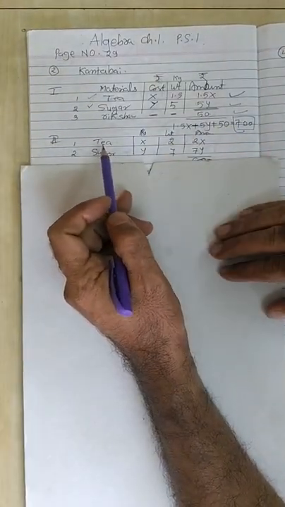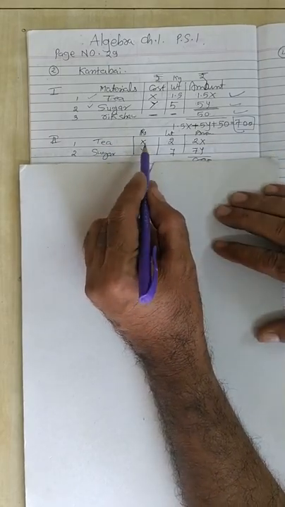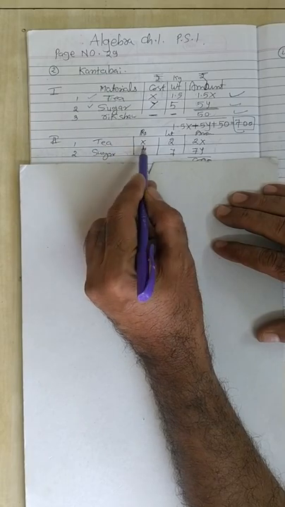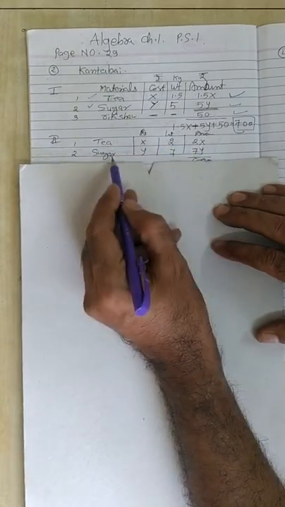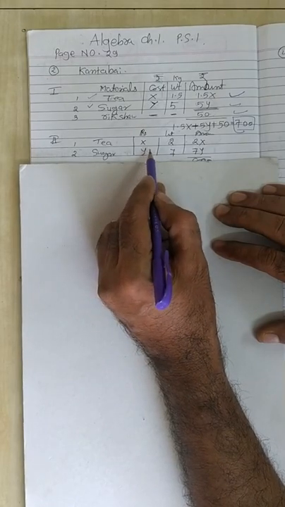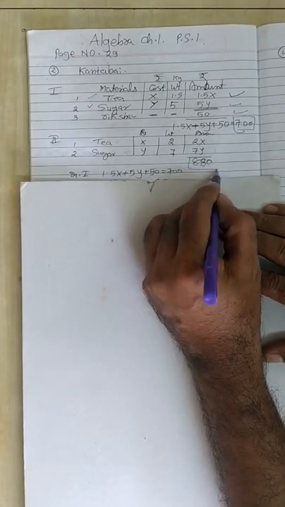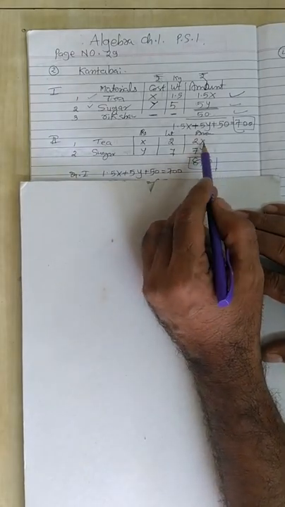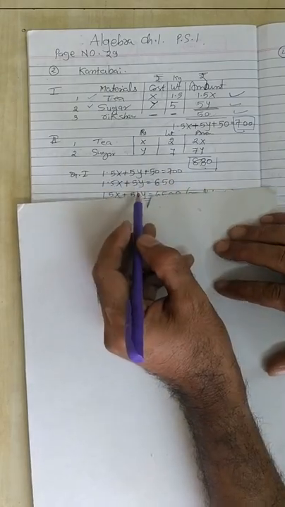In the second condition, they have purchased this material online, so no auto rickshaw fare. Tea x rupees, 2 kg, 2x; sugar y rupees, 7 kg, 7y. At that time the total cost is 880, so 2x plus 7y is equal to 880.